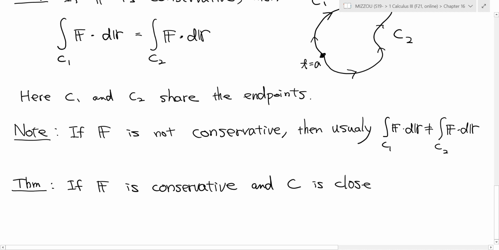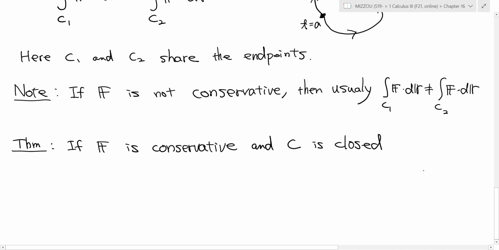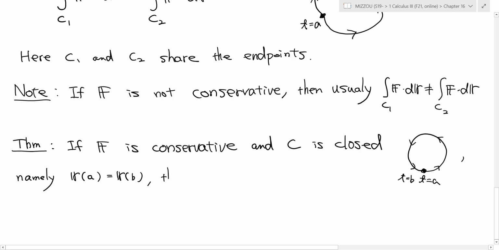Closed means you come back to the same place, namely, you start from t is equal to a, and then you go around somewhere and you come back to the same point at t is equal to b. It's like a circle. It's called a closed curve. So if the curve is closed, more symbolically, r of a is r of b. You come back. In this case, as long as f is conservative, if you compute the line integral of the vector field over C, you must get 0, right?